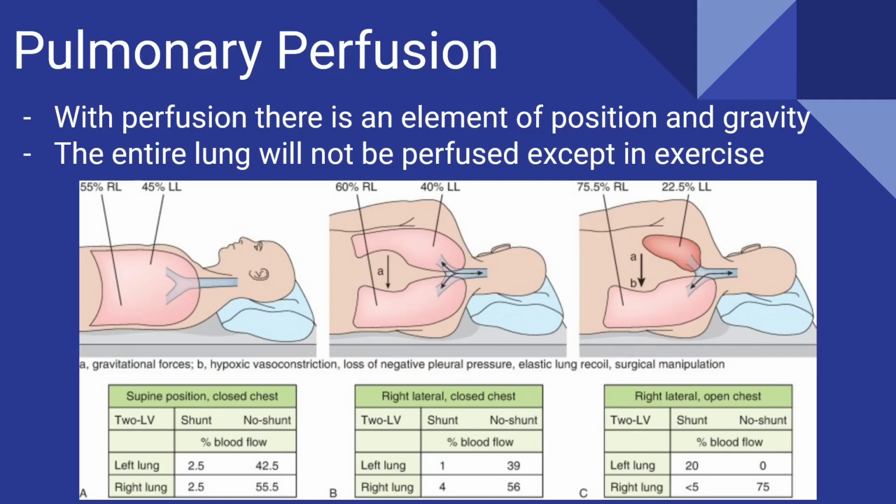Now, it's important, especially when we have patients with weak lungs, either through pathogenic disease or trauma. In the case of a pneumothorax, you want to perfuse the better lung. So you want to put that better lung down so gravity can better perfuse that lung.